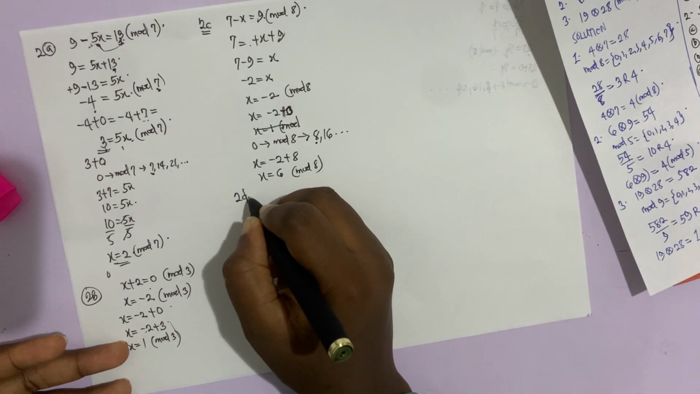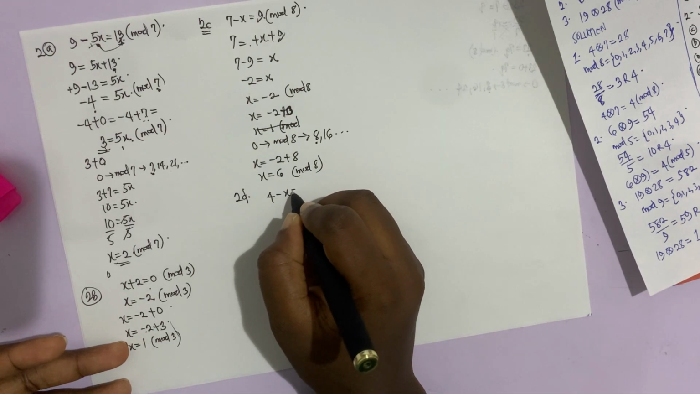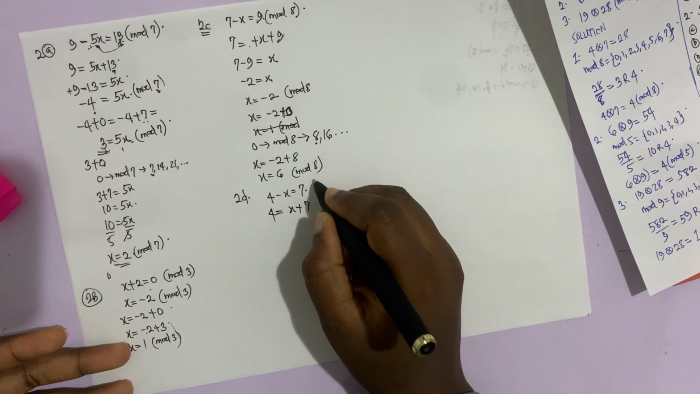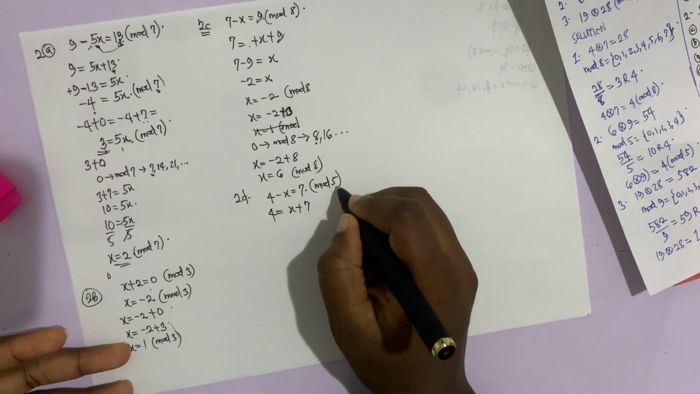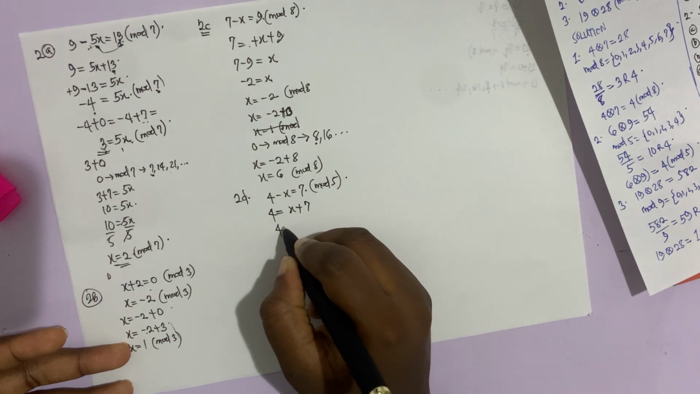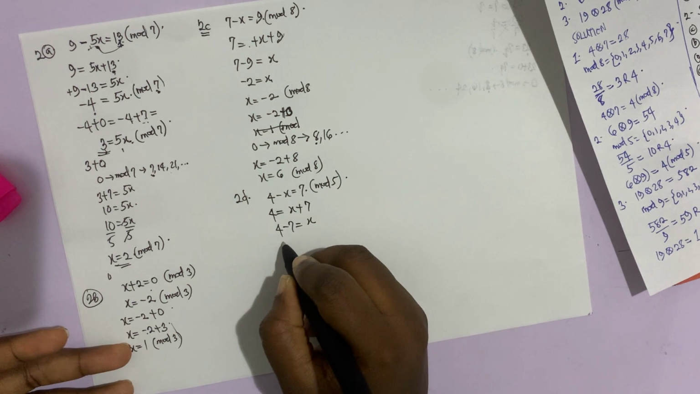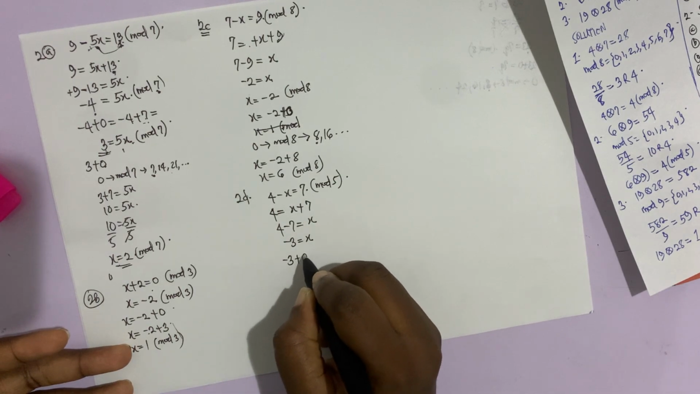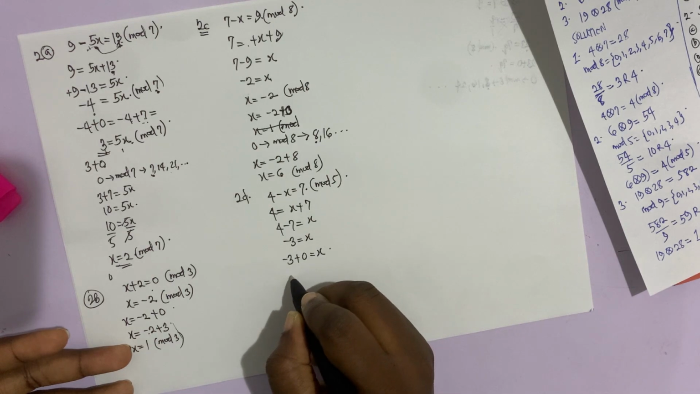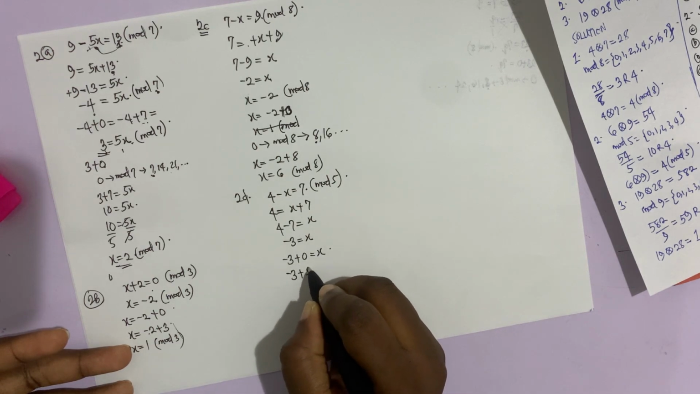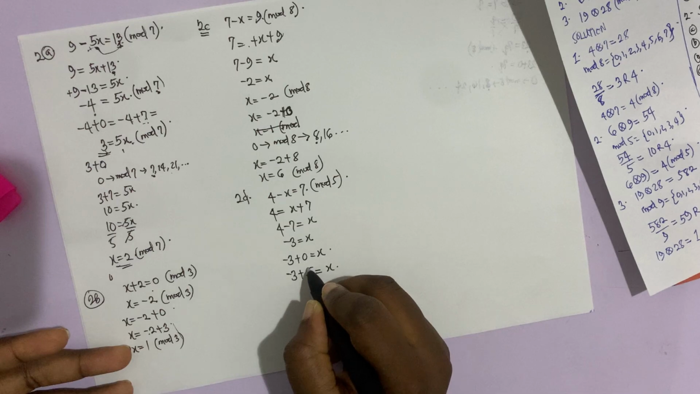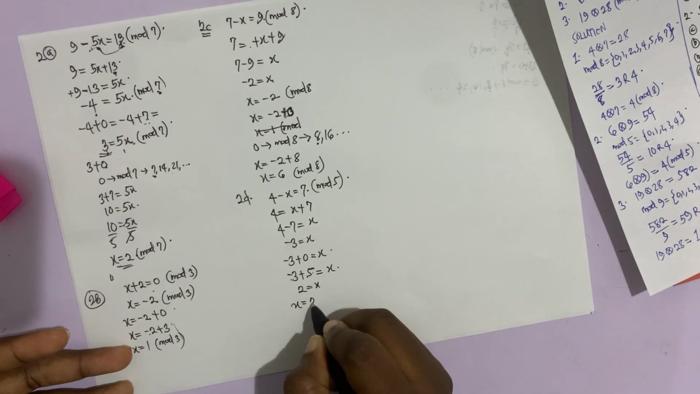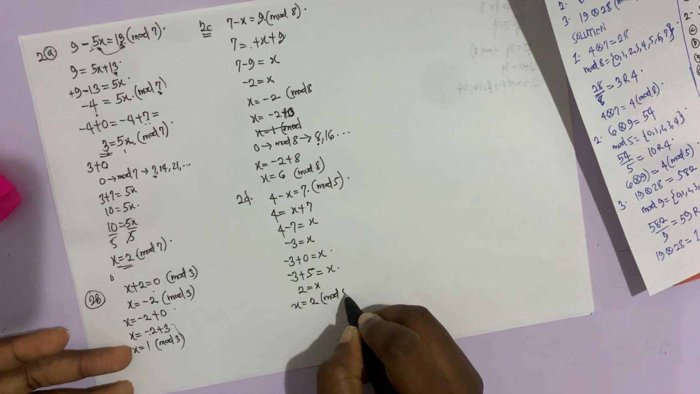And the final question, we have 4 minus x is 7. So 4 is equal to x plus 7. Note that this is modulo 5. So 4 minus 7 is x. Minus 3 is x. So minus 3 plus 0 is x. 0 in modulo 5 could be 5, could be 10, and all like that. So we pick the smallest, which is 5. 5 minus 3 is 2. So x is 2 in modulo 5.